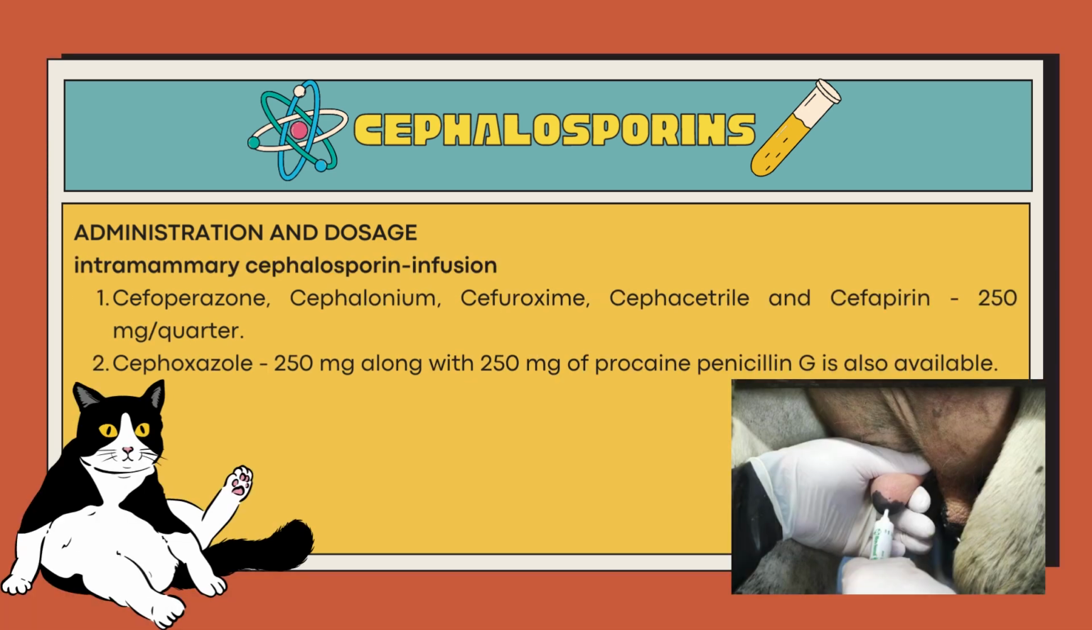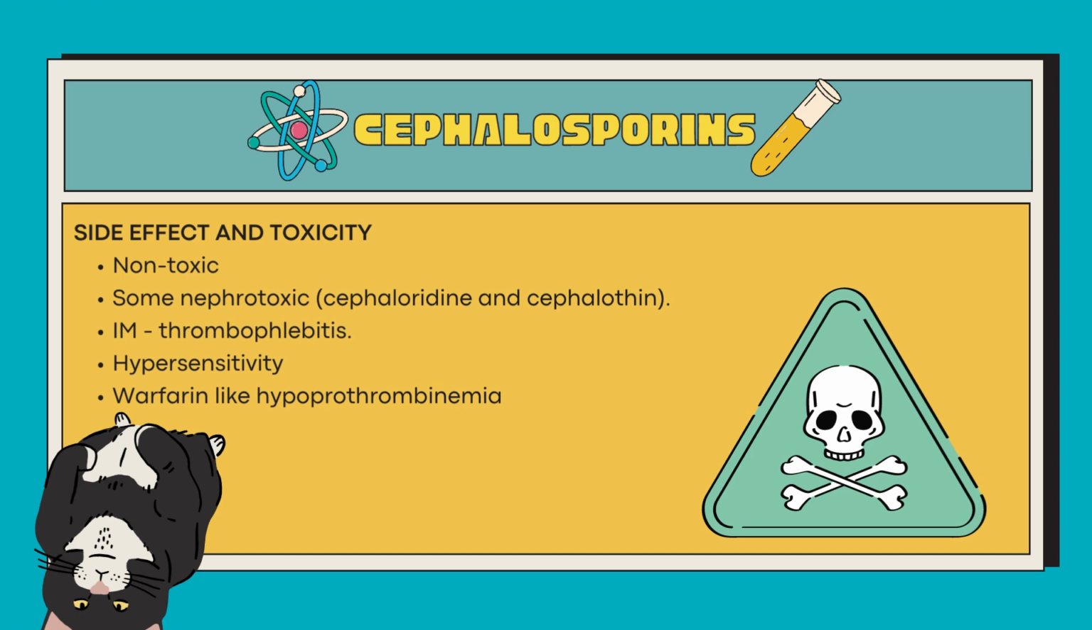Note that in the treatment of bovine mastitis, the intramammary cephalosporin infusion preparations used are cefoperazone, cefalonium, cefuroxime, cefacetrile, and cefapirin at 250 mg per quarter. Cefoxazole at 250 mg along with 250 mg of procaine penicillin G is also available. Now we know about the dosage and administration of cephalosporins.